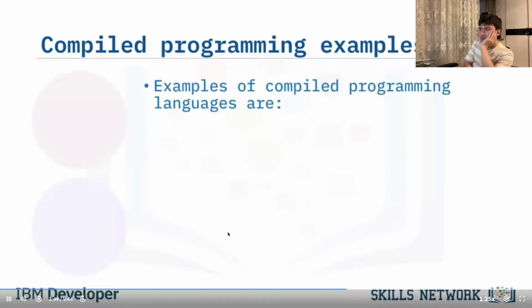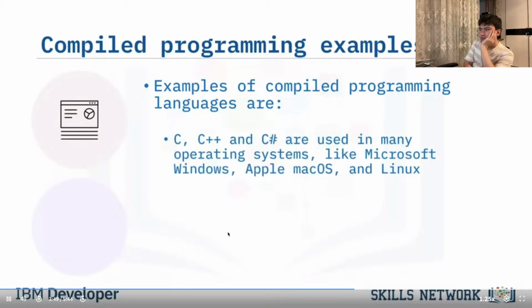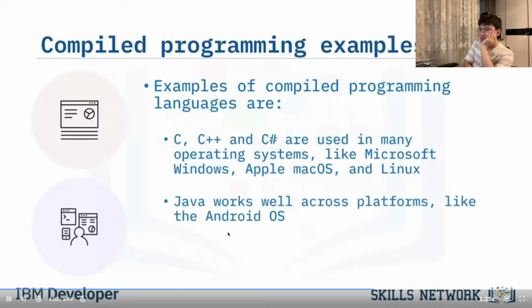Some examples of compiled programming languages are C and its variations, C++ and C#, which are used in many operating systems like Microsoft Windows, Apple's Mac OS, and the open source operating system, Linux. Java is another compiled programming language. It shouldn't be confused with the interpreted language JavaScript. The Android OS is written in Java because it works well across computing platforms.